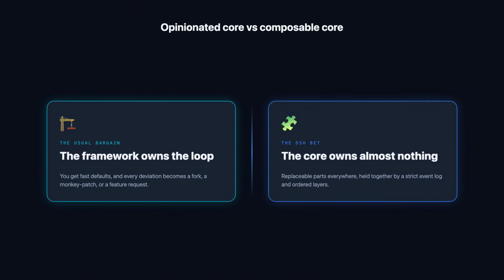Now consider the opposite bet. Keep the core nearly empty and let plugins supply the model, the tools, the sandbox, and the loop, held together by that strict append-only log. You trade some out-of-the-box opinion for the ability to change any layer later. Whether that flexibility survives contact with large teams is the thing to watch.